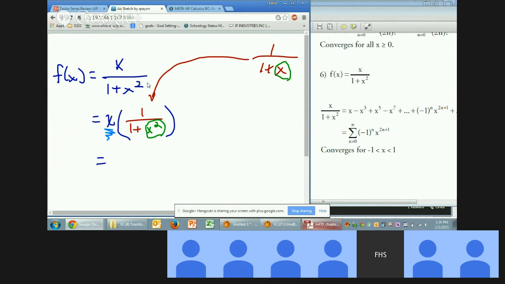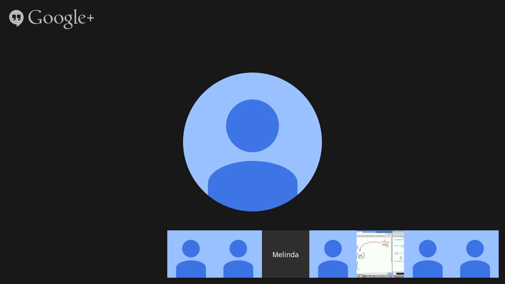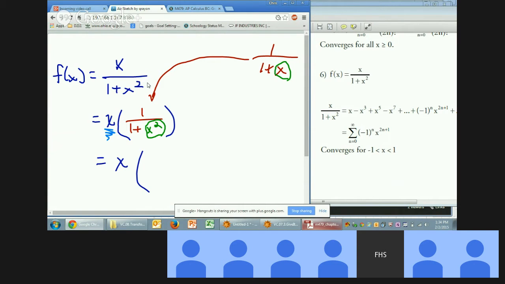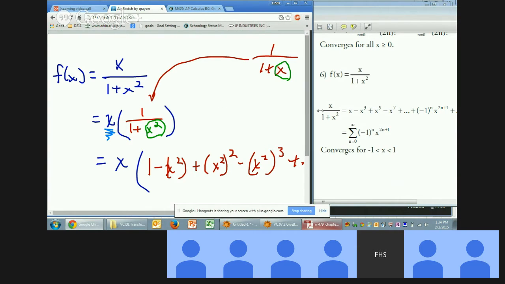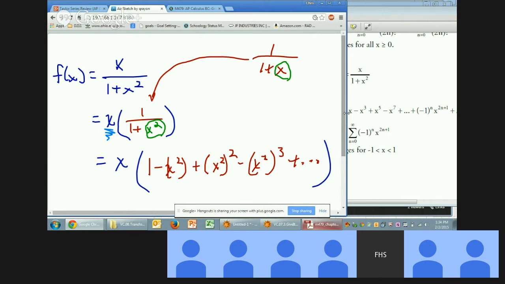So my second step here, I would say equals x and then a big set of parentheses. And you know what 1 over 1 plus x is, hopefully, right? 1 minus x squared plus x squared squared minus x squared to the third, and so on and so forth, plus dot dot dot. And then the only step that's left is to distribute this x to all of these terms.